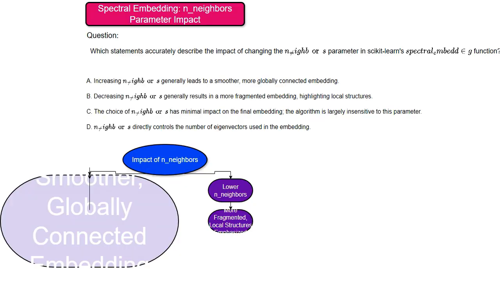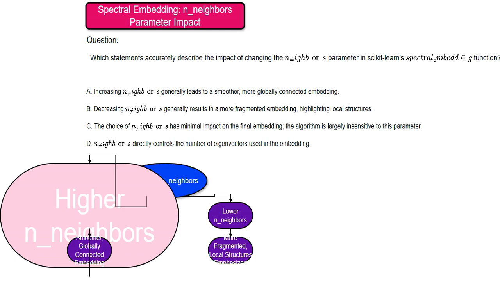With fewer connections between points, low n_neighbors, the spectral embedding algorithm gives more importance to the local neighborhood of each point. This can lead to a more fragmented embedding where the relationships between different parts of the data are less clear. A higher n_neighbors value will make the underlying graph denser, creating a smoother embedding. The global connections between points are prioritized, giving a more holistic view of the data. It's as if I'm looking at the entire landscape instead of just small pockets.